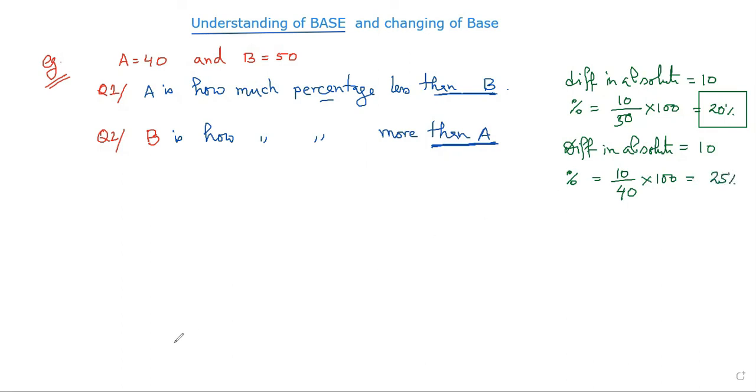So please look at the question from two different angles. Whenever I talk about A being how much percentage less than B, or B being how much percentage more than A: if it is said A is how much less than B, or B is how much more than A, in both cases it should be 10 in absolute terms. But whenever it says "than B", B needs to be in the denominator, and that is the way we need to find the percentage in a good number of cases.